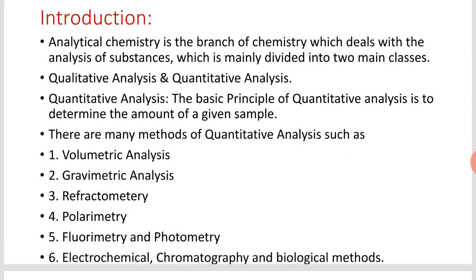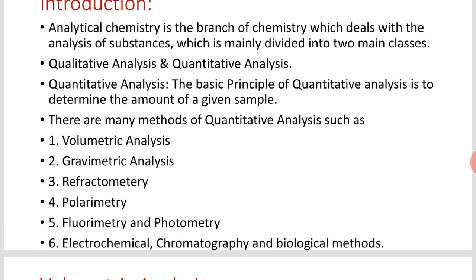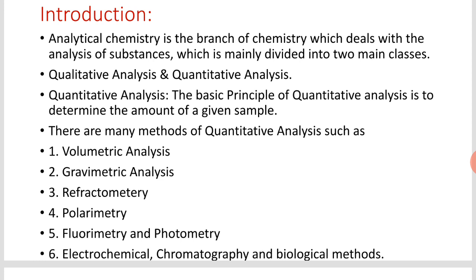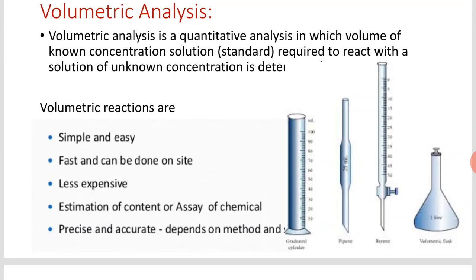Now, there are many methods for quantitative analysis, such as volumetric analysis, gravimetric analysis, refractometry, polarimetry, and many more. Among these, today we are going to see about volumetric analysis and the terms involved in it. Volumetric analysis is a type of quantitative analysis. Again, quantity means the amount of the unknown substance present in a given solution. We can calculate it with the help of this method, that is volumetric analysis.